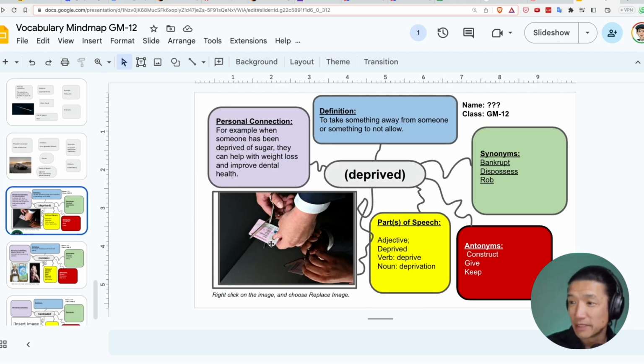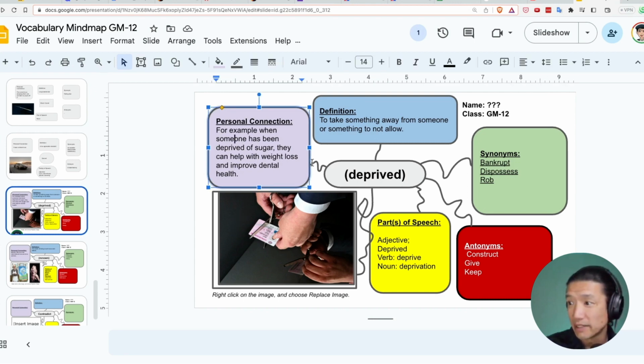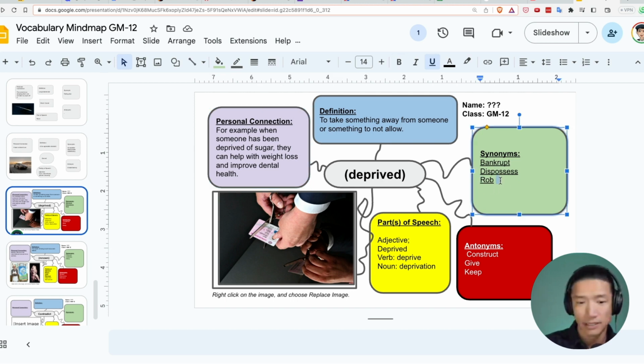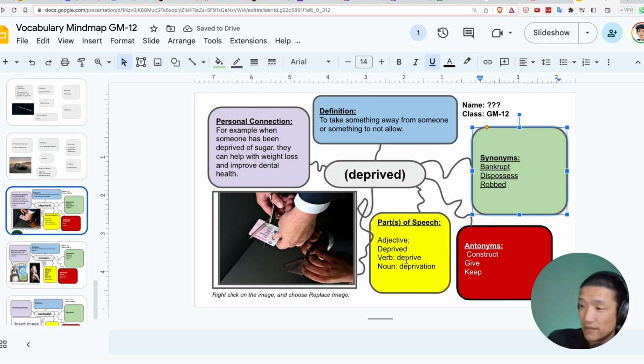Deprive, right? So maybe you lose your license, you get deprived. One thing I would say about this one is that deprived usually has a negative connotation. If you look at these words, bankrupt, dispossessed, robbed, I would put robbed as an adjective. The verb is deprive, but yeah, you can give, you can keep, you can construct.